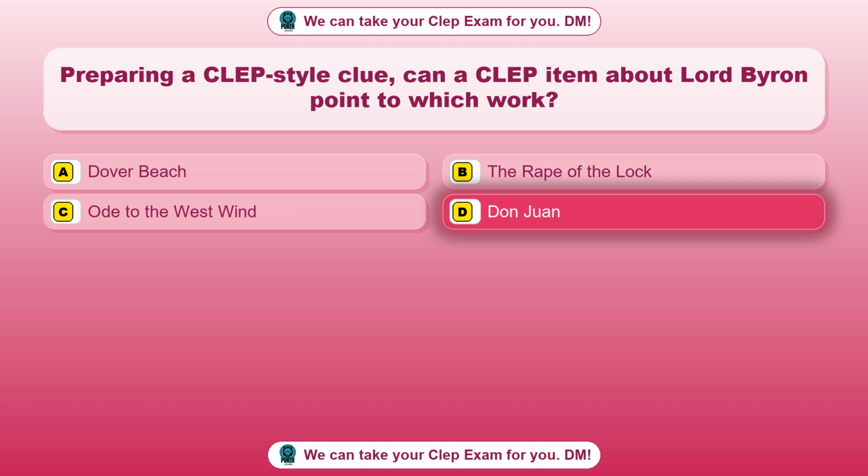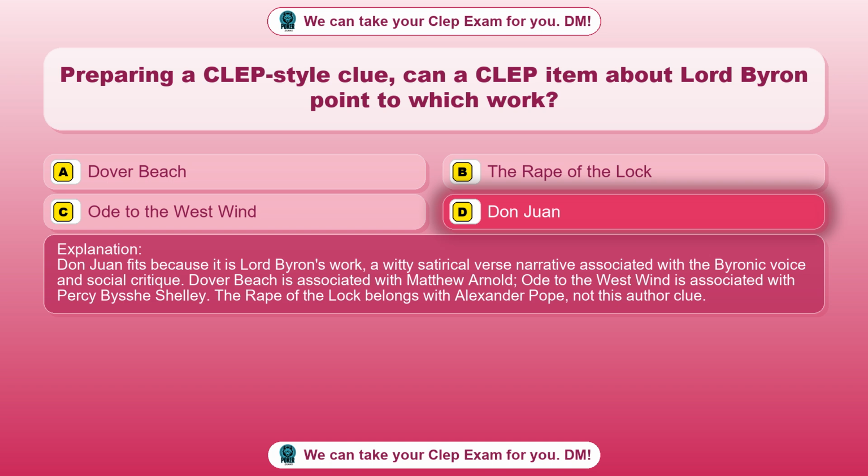Don Juan. Don Juan fits because it is Lord Byron's work, a witty satirical verse narrative associated with the Byronic voice and social critique. Dover Beach is associated with Matthew Arnold. Ode to the West Wind is associated with Percy Bysshe Shelley. The Rape of the Lock belongs with Alexander Pope, not this author clue.